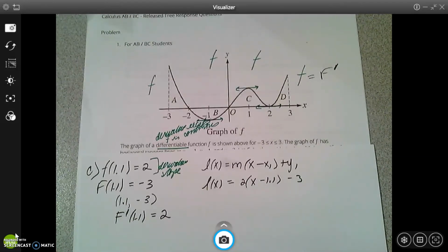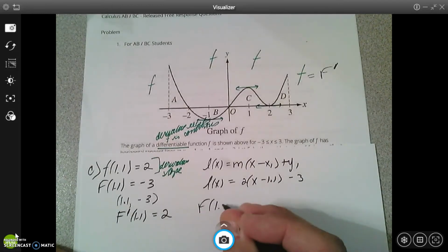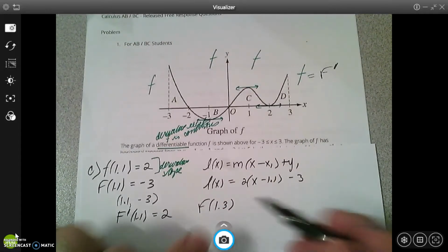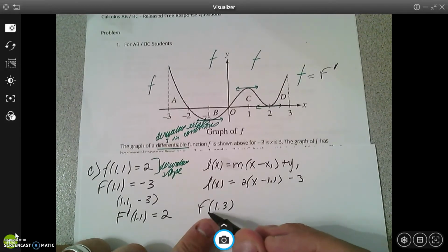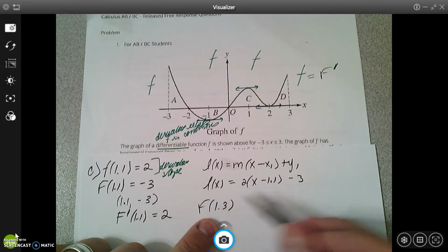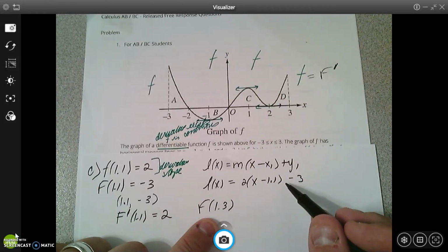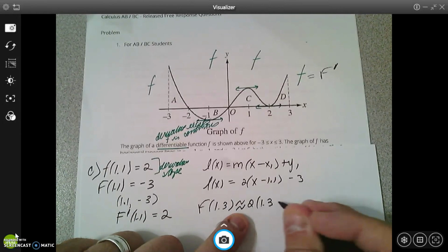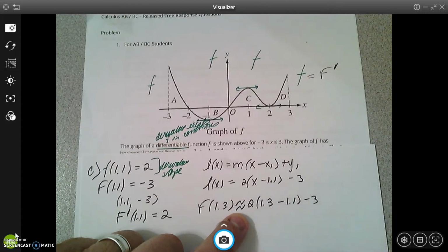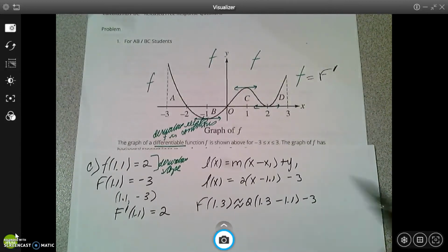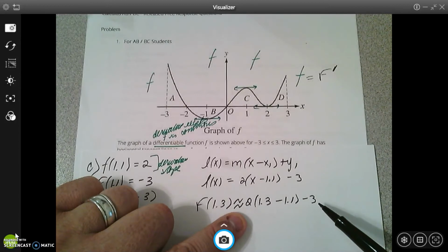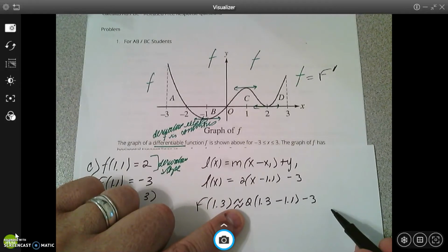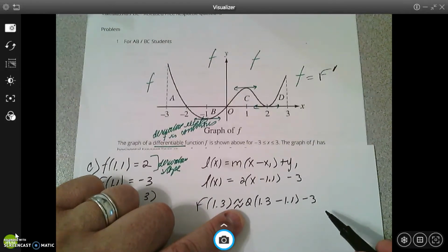We were asked to approximate the value of big F of 1.3, and this is where we need to be careful. If I'm going to approximate the value of the antiderivative using the equation of the tangent line, then big F of 1.3 is approximately what I get when I evaluate my tangent line at 1.3. That is a perfectly acceptable answer. There's no need to simplify any more than that because these are all numbers. If you choose to simplify, that's okay, but your answer is going to have to be perfect. Otherwise, you're going to lose a point.